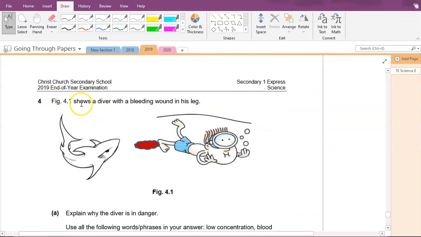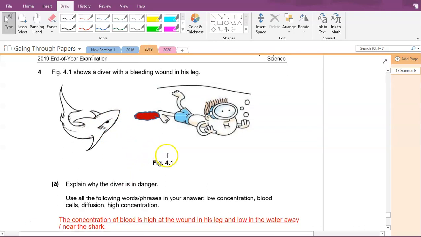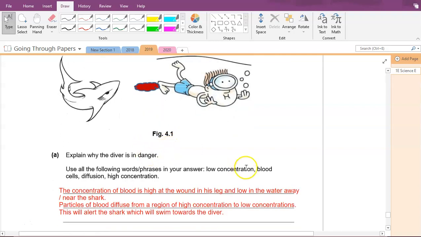Next one. Figure 4.1 shows a diver with a bleeding leg wound. They say the diver is in danger, so obviously the shark is going to eat him, right? Why is he going to be eaten by the shark? I mean, not eaten, but more like chased by the shark. Key idea here: we want to see the words low concentration, blood cells, diffusion, and high concentration. The concentration of blood is high at the wound, and low in the water away from it, near the shark. So down here is low concentration at the shark region, and down here will be high concentration of the blood. That's the first thing you must state.